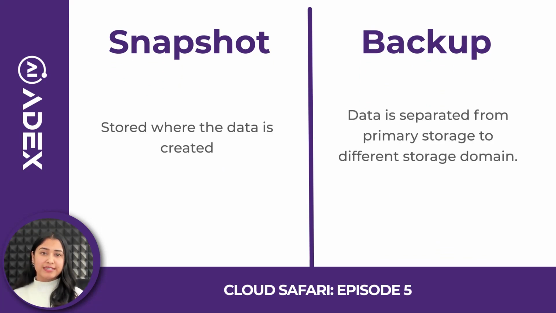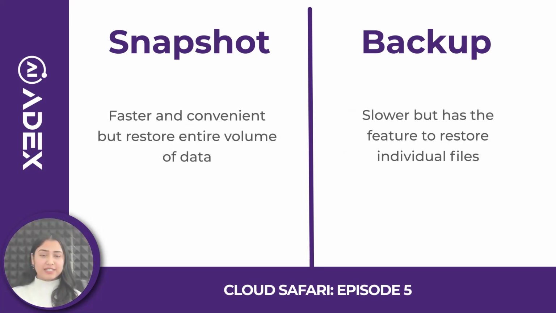The first one is, in AWS, snapshots are stored where the data is created itself, while in backup, the data is separated from the primary storage realm into different storage domains. The second one is AWS snapshots are much faster and more convenient to create but can only be used to restore an entire volume of data, while AWS Backup can take a bit longer than snapshots, but it can be used to restore individual files.